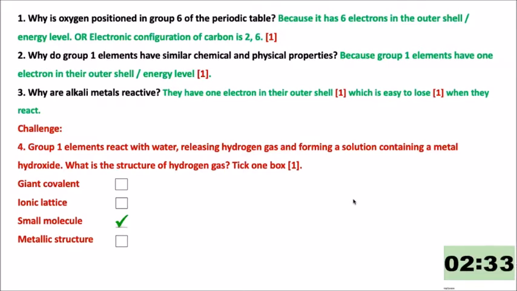So number 2, why do group 1 elements have similar chemical and physical properties? The simple answer is because group 1 elements have one electron in their outer shell or energy level.